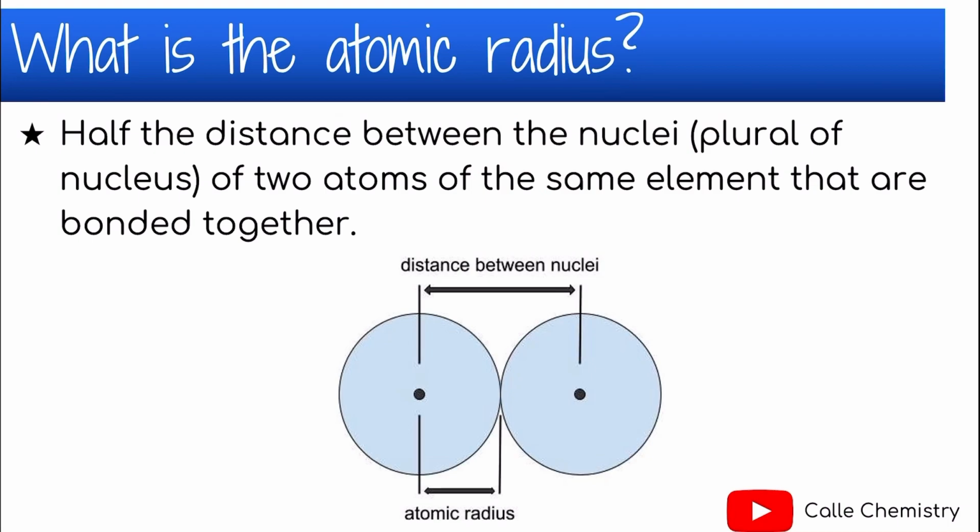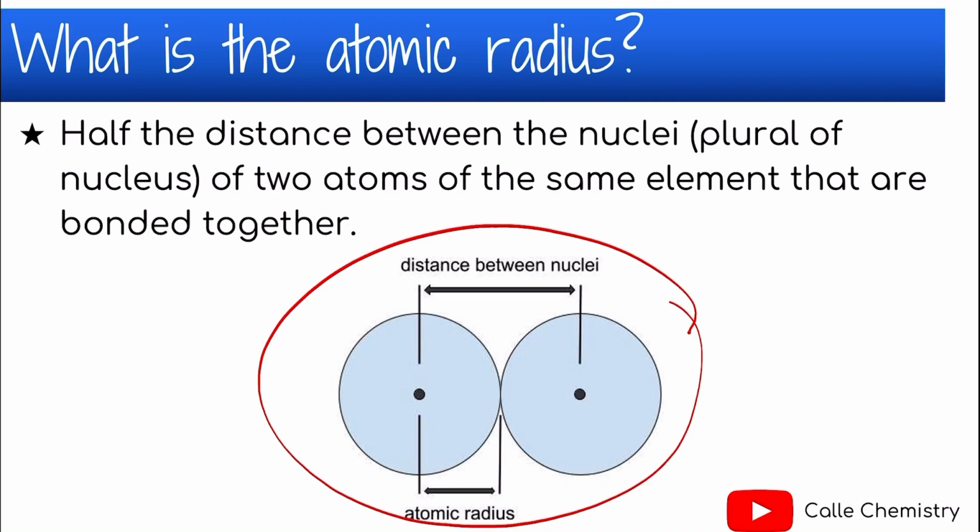Atomic radius is half the distance between the nuclei of two atoms of the same element that are bonded together. So here we have a picture of two atoms being bonded together. The distance between the nuclei, we're going to label it as d. Half that distance is what the atomic radius is. So we can say d divided by 2 is equal to the atomic radius.